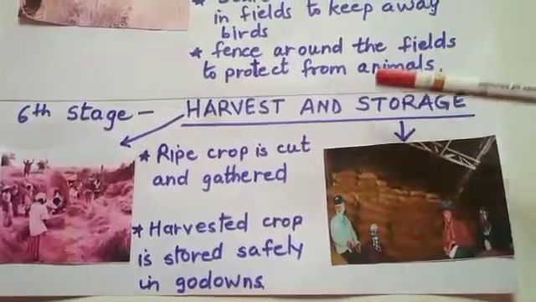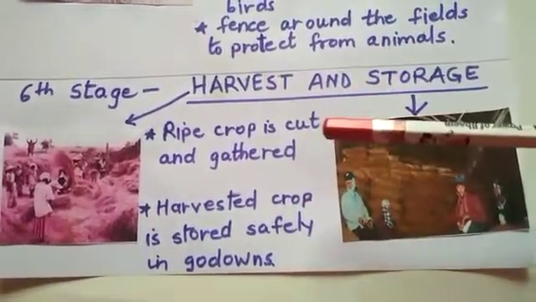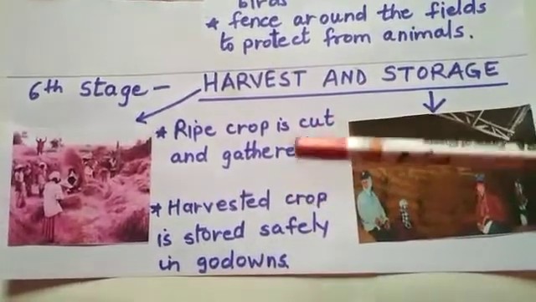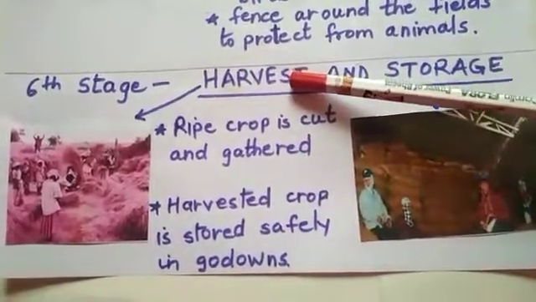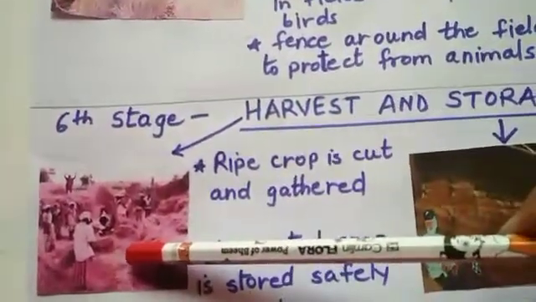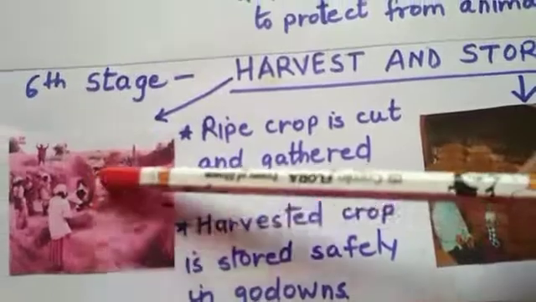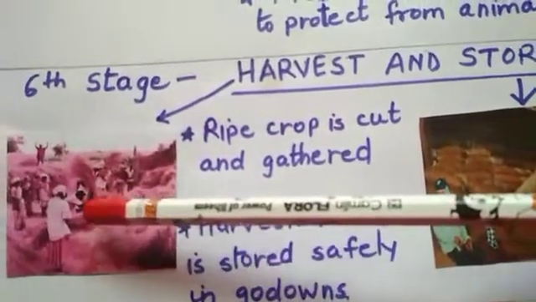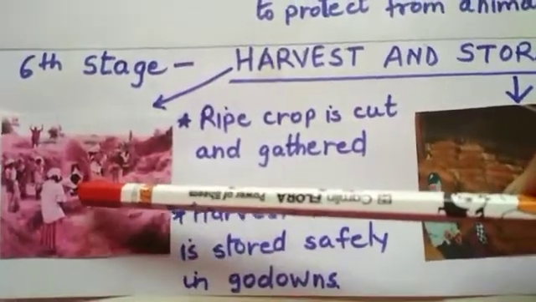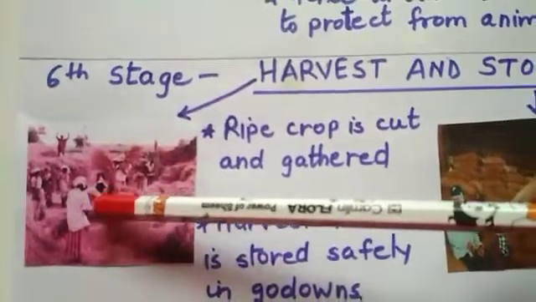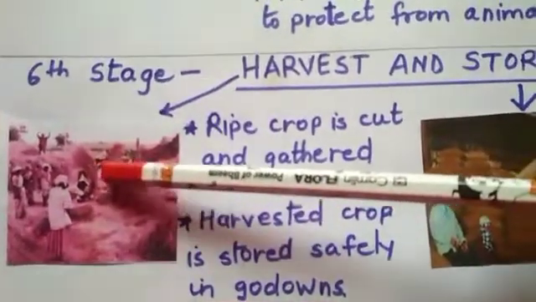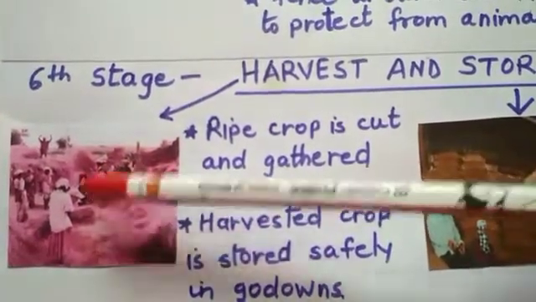Now the sixth stage, second last stage, that is harvest and storage. Now once the crop grows and is ready, it is ripe. Once the crop is ripe, then it is harvested. Now as you can see in the picture, the farmers are busy removing the chaff. They are separating the grain from its chaff. There are different methods of doing this, which you will get to study afterwards.